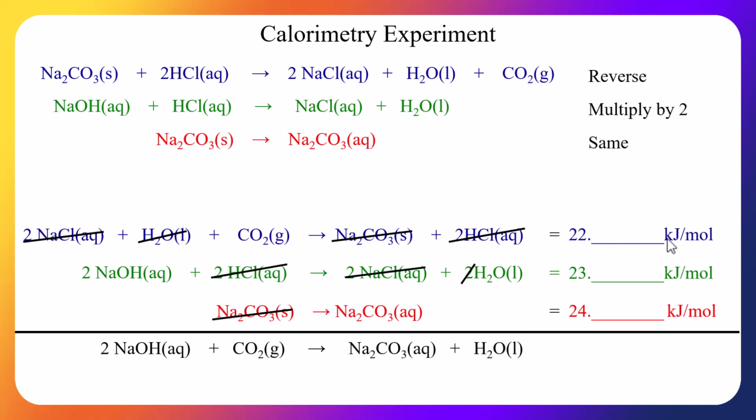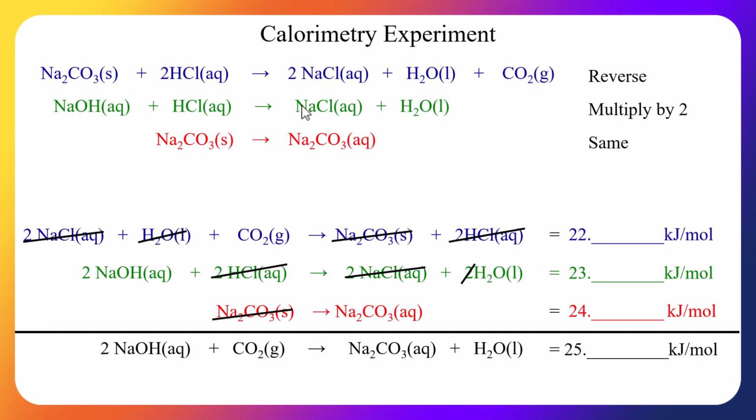So remember, this number, we change the sign. This number we multiply by 2. This number remains the same. And when you add them up, you're going to get the kilojoules per mole for this reaction here. And this was the whole point of the experiment. We want to determine this kilojoules per mole of this reaction without doing the reaction. And that's what we did.